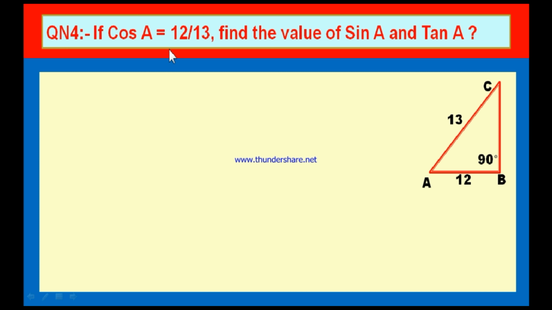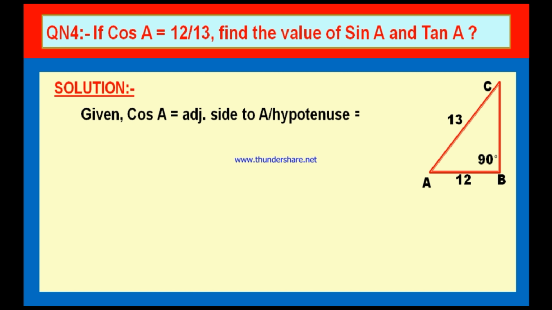What is the formula for cos A? Adjacent side to A by hypotenuse. Therefore, for this A, adjacent side is AB, whose value is 12 units, and the hypotenuse is AC, whose value is 13 units. Isn't it? Now, look at the solution. From this triangle ABC, it is given that cos A is equal to adjacent side to A by hypotenuse, whose value is equal to 12 by 13. Therefore, if you consider adjacent side is 12 units, then hypotenuse is 13 units.